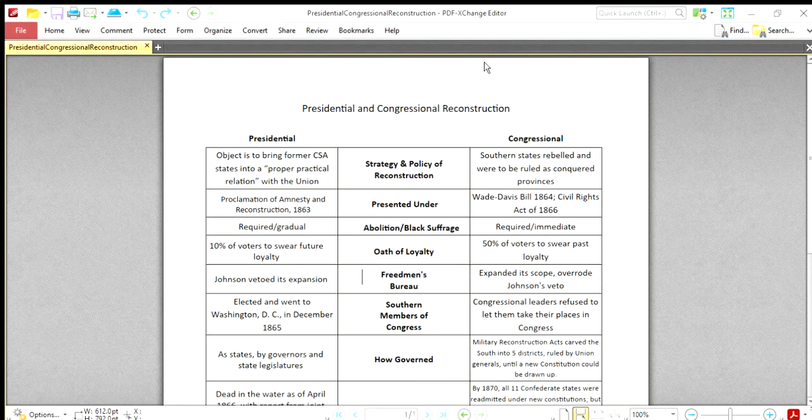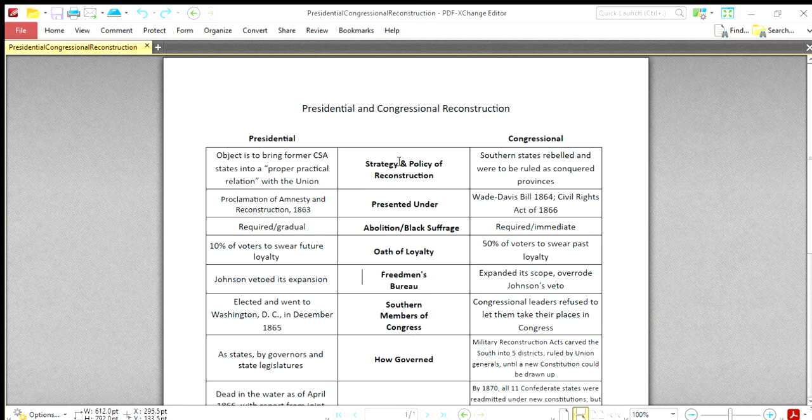This video will cover most of the table in the chart titled Presidential and Congressional Reconstruction. Reconstruction dealt with the entrance of the former Confederate states back into the Union, as well as the legal status of the former slaves. Presidents Lincoln and Andrew Johnson had very different perspectives on Reconstruction than Congress did. So we will look at these two positions and visions of what should happen in the South.